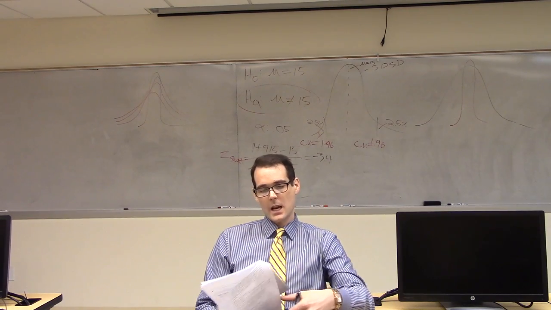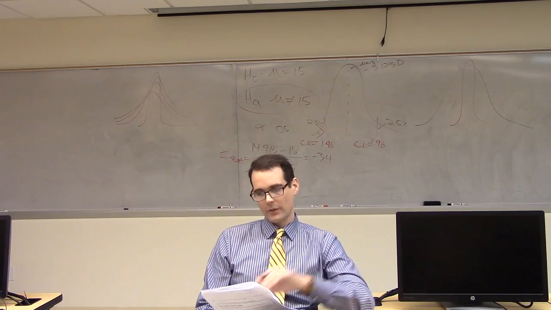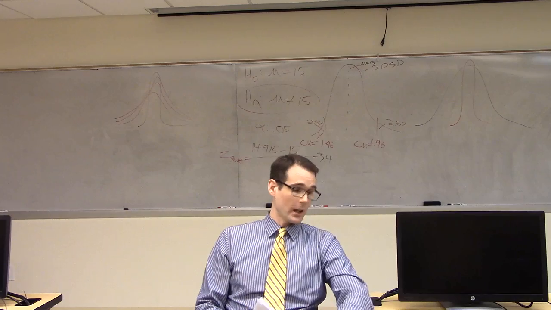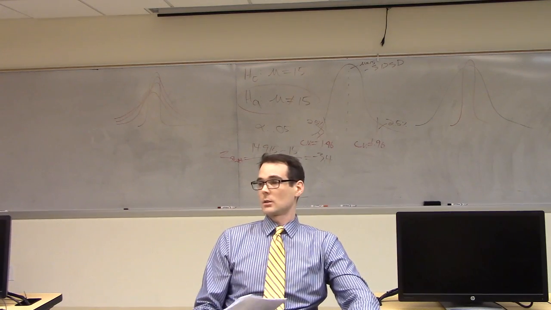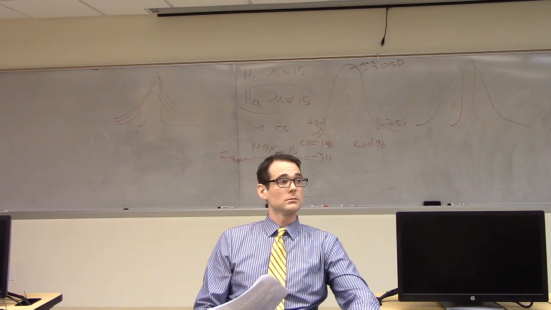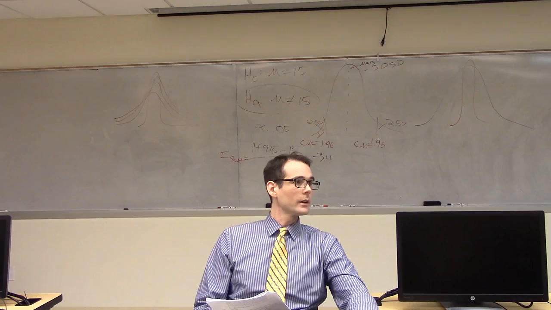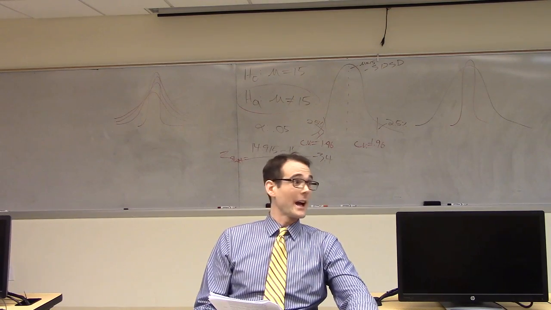So if we want a 5% significance level, that means there's going to be 2.5% in each tail. And what do we need to do with the degrees of freedom? Subtract by 1. Sample size minus 1. Sample size is 10. 10 minus 1 is 9. So we have 9 degrees of freedom.